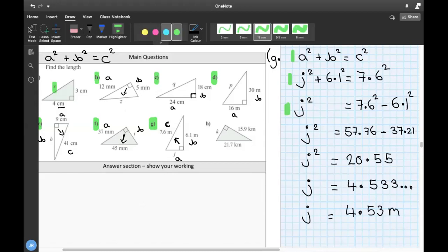And again, for your essential steps in your working out, you would need to show what this is, J squared. You would need to show that the value continues on and that you've rounded it to 2 decimal places. So we need to label that 2 decimal places. Okay, ready for the final question now? Question H.